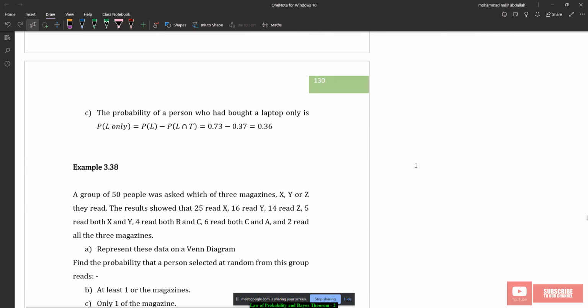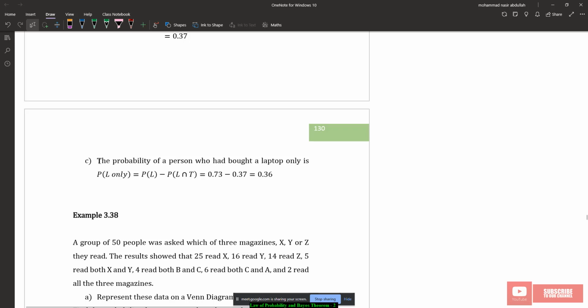Okay, the last one is bought a laptop only. So when you want to find probability of buying a laptop only, means that probability of laptop minus probability of, so why I got this answer. So let's draw the Venn diagram, right? So Venn diagram dekat sini.